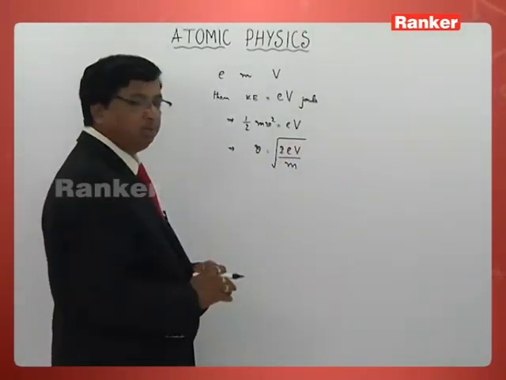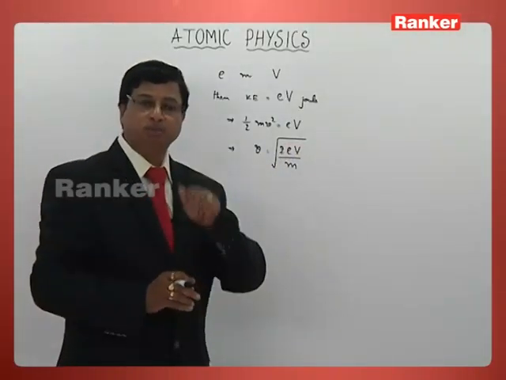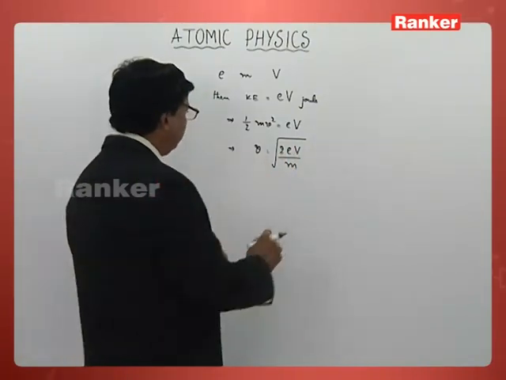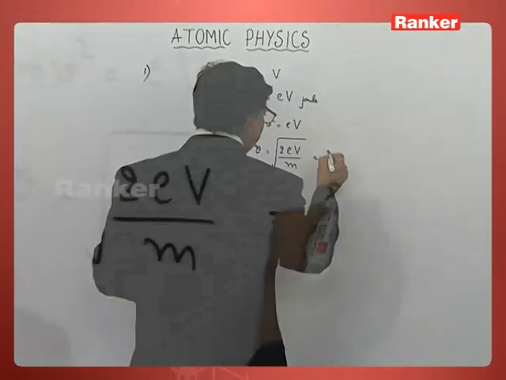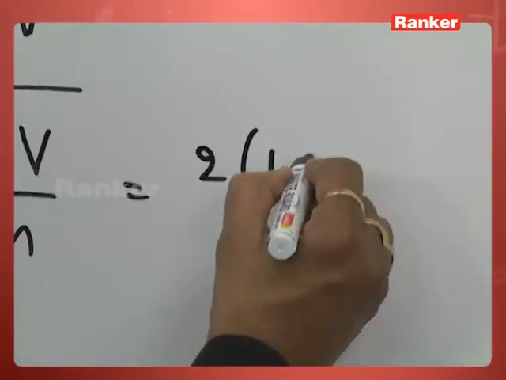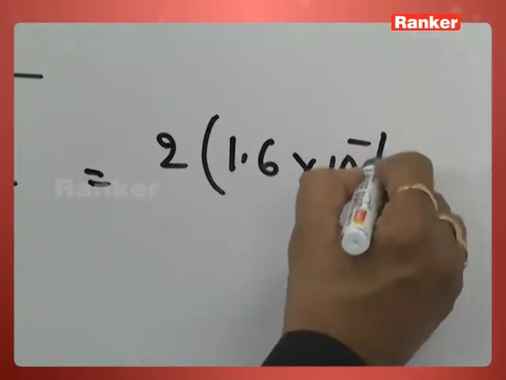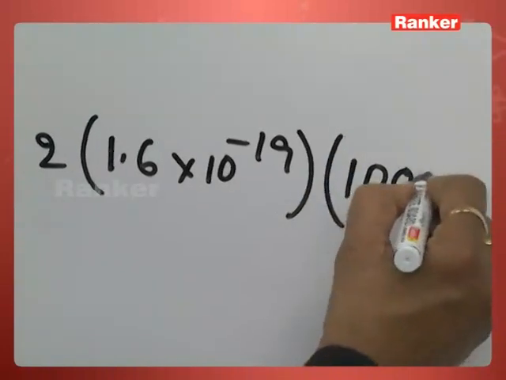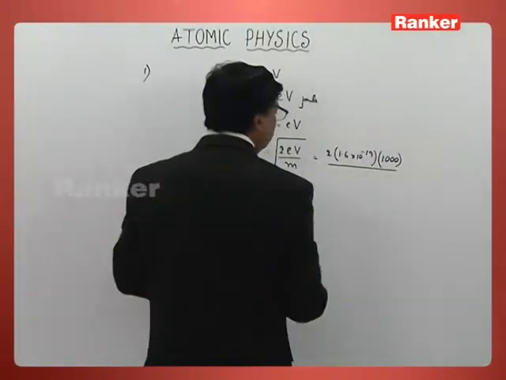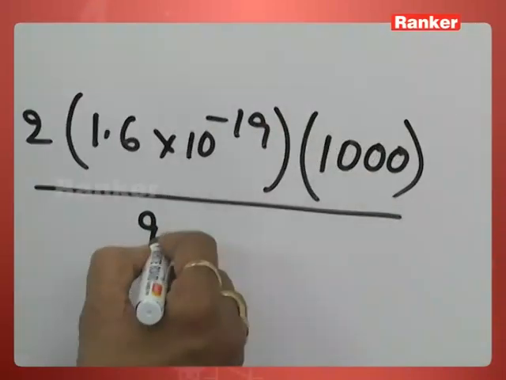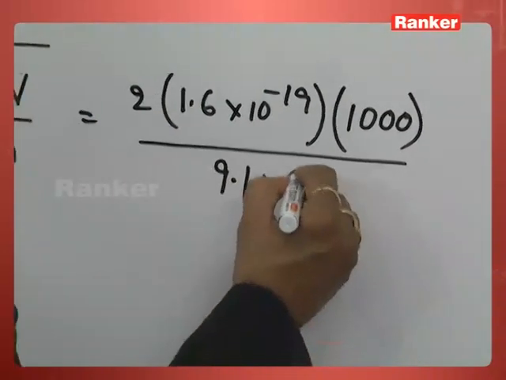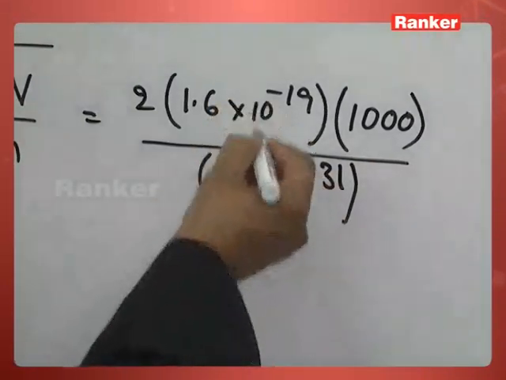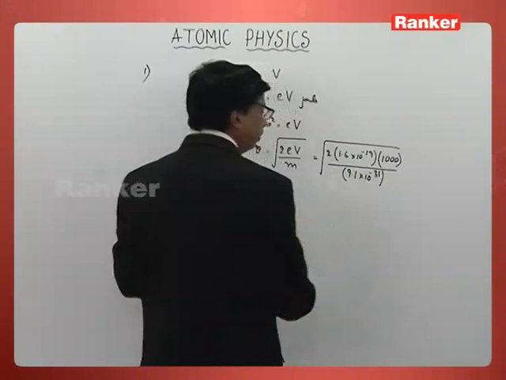That is the formula based on which you can solve this problem. Under root 2 eV by m, out of that every value is known to you. Charge on an electron is 1.6 into 10 power minus 19 coulomb. And potential difference has been given in the problem as 1000 volt. And mass is known to you all as 9.1 into 10 power minus 31 kg. These two are standard values for an electron.